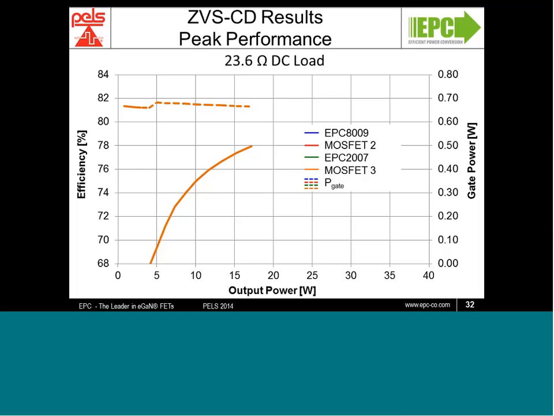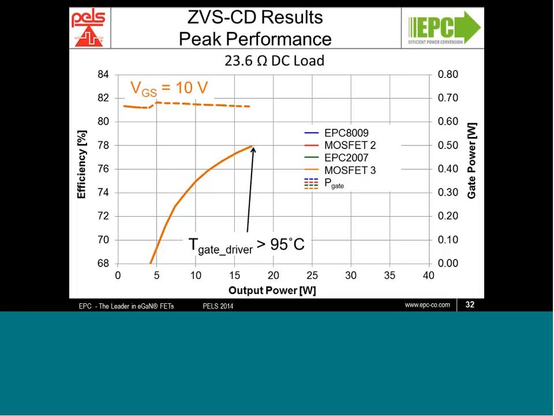The orange line here shows the performance of the MOSFET number 3 with a 10 volt gate, and you can clearly see that at one point we couldn't continue the test because the gate driver had exceeded 95 degrees C. The efficiency is shown on the left, and we had a paltry 78% peak performance for this circuit. On the right, we have the gate power, as measured going into the gate driver, of roughly 690 milliwatts.